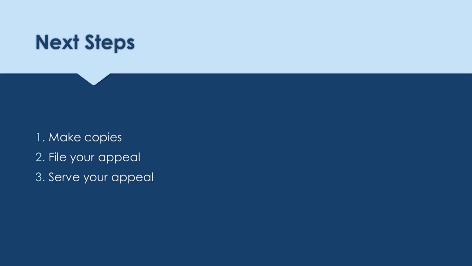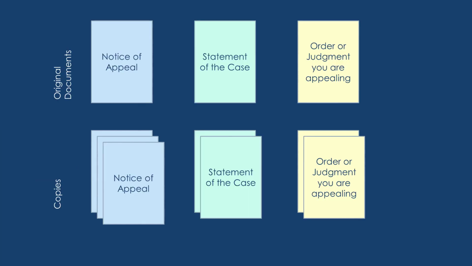You will file your original documents with the Clerk of Appellate Courts, but you also need to serve the other parties in your case and give a copy to the district court. To do that, you will need to make copies of your documents. Here's what you will need. You should make 3 copies of the Notice of Appeal, 2 copies of the Statement of the Case, and 2 copies of the decision you are appealing.